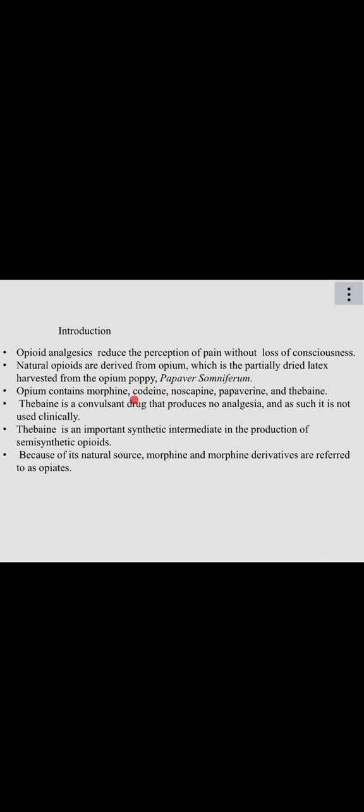I believe you have heard of codeine. Codeine, I think now it's controlled, but it used to be a component of very many cough mixtures, but it also does have abuse potential. So I think now it's a bit more controlled. Thebaine is a convulsant drug that produces no analgesia, and as such, it is not used clinically. So that's why I've said we will not bother with thebaine. It is an important synthetic intermediate in the production of some synthetic opioids because of its natural source.